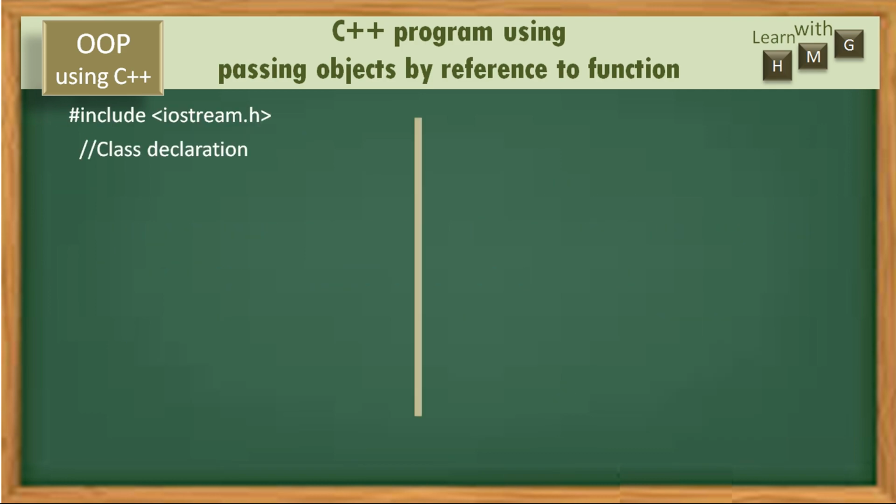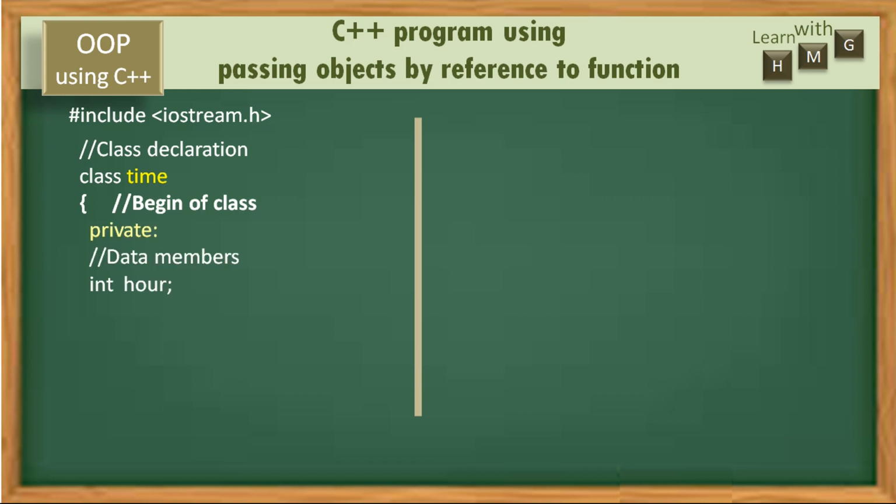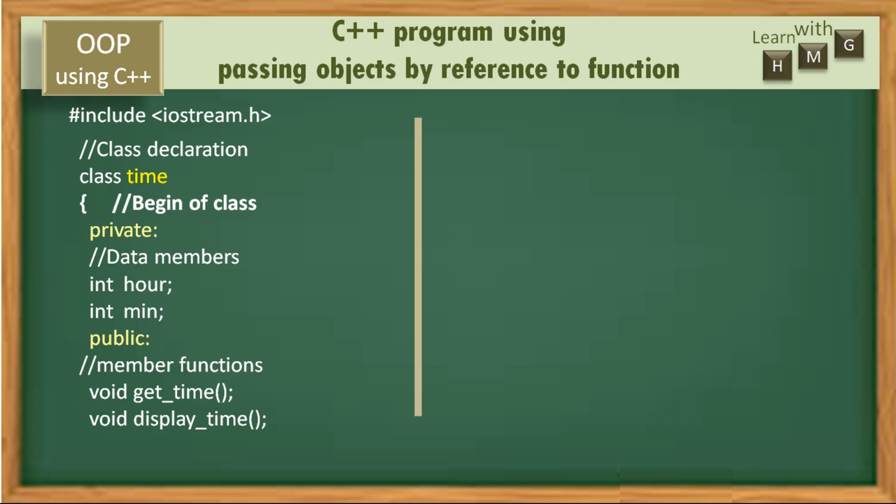Include the header file, declare the class Time with two data members, hour and minute. In the public section again get time and display time. These are the two member functions to accept time and display time in HH:MM format.